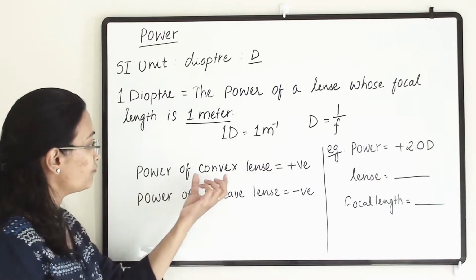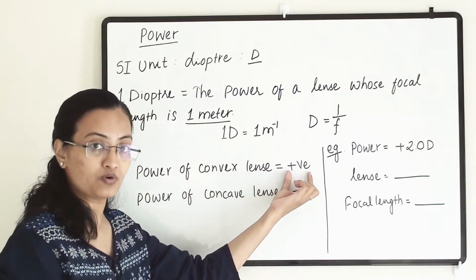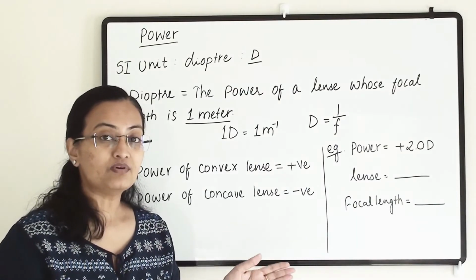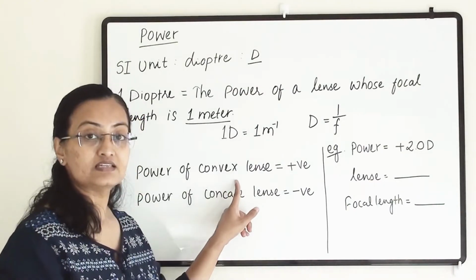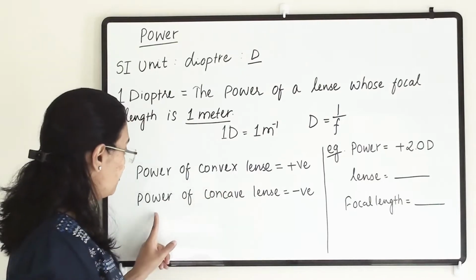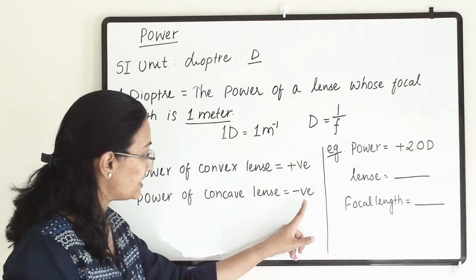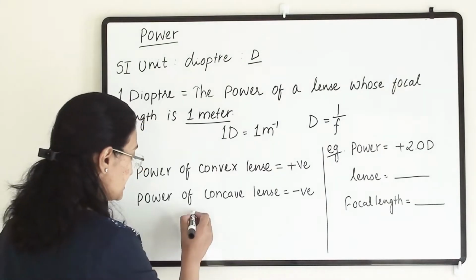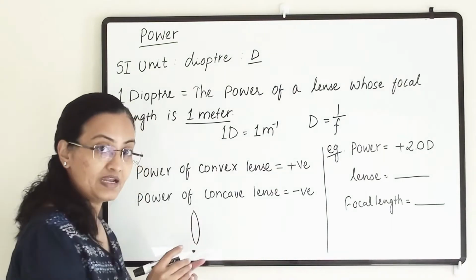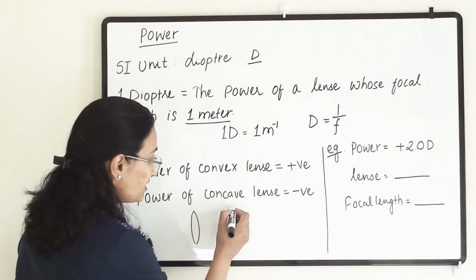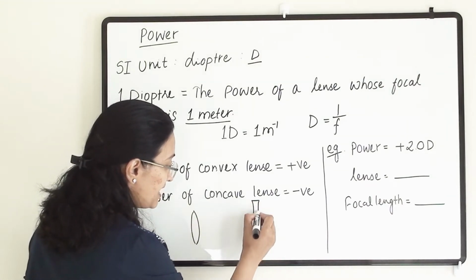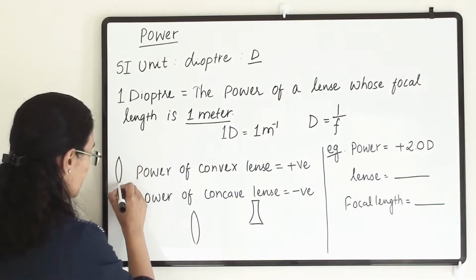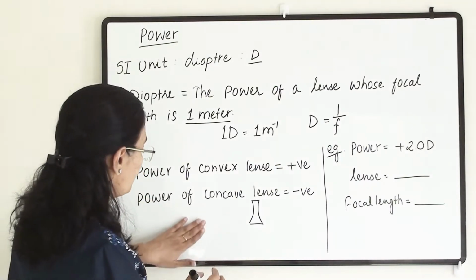Now the power of a convex lens is always positive. So whenever we say that a plus 2 D power is there, that means the lens is a convex lens. And if the power of a lens is negative, then it is a concave lens. Convex is the lens which is bending outward and concave is the lens which is bending inward. This is a convex lens and this is a concave lens.